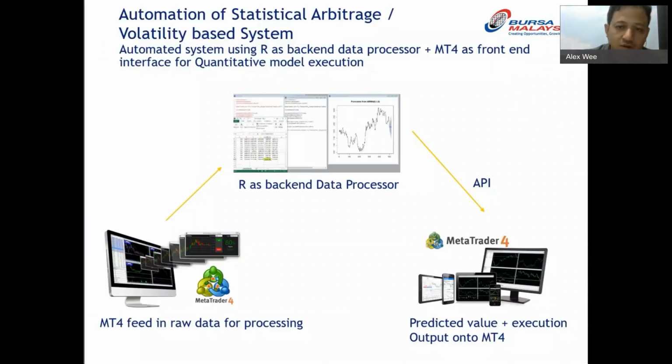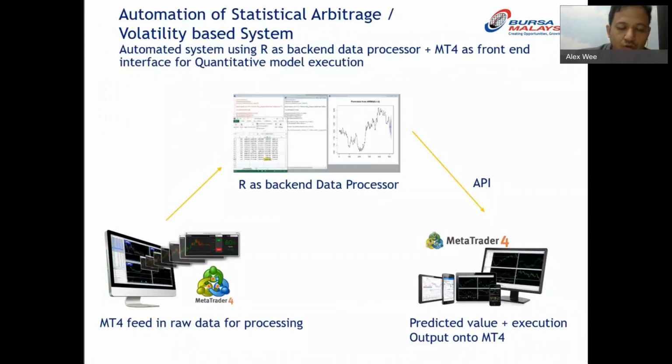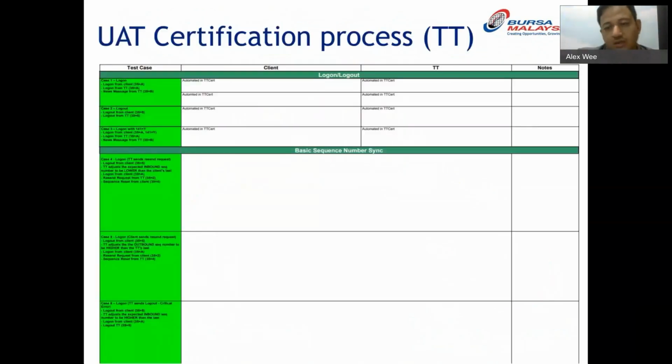So how to automate? Very simple. First of all, you must be able to connect to your local broker to automate. I give an example, but not exclusive. You can use any broker. I'm just giving an example of RHB, for example. I'm not favoring any broker, just to be clear.